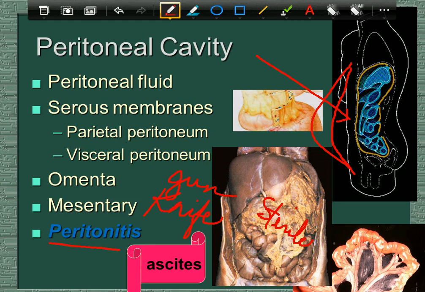Or here's part of your large intestine right here, and of course there's the appendix right over there. You can't see it. The large intestine has a humongous population of bacteria. And if that intestine gets perforated, or you have a ruptured appendix and bacteria get out into this space, then you've got peritonitis also.